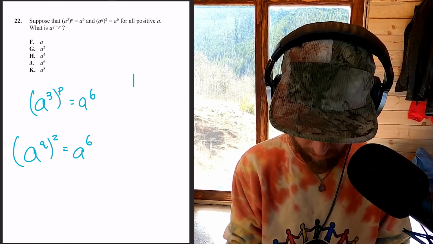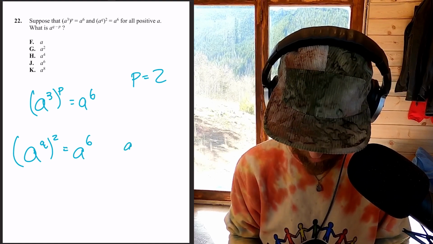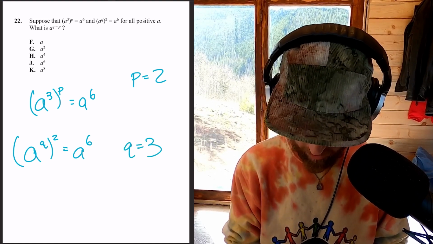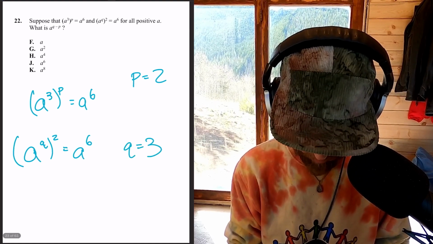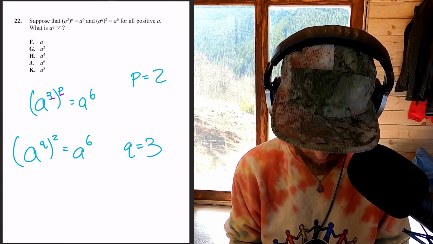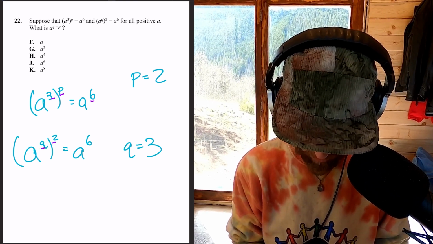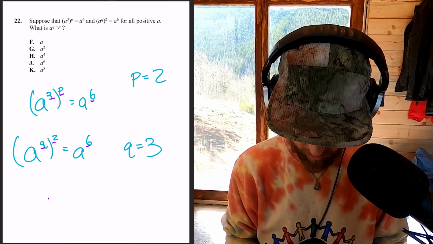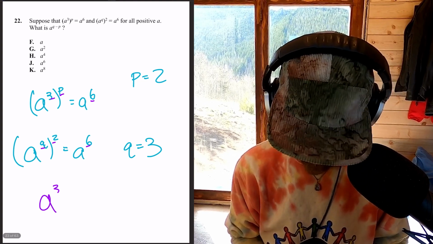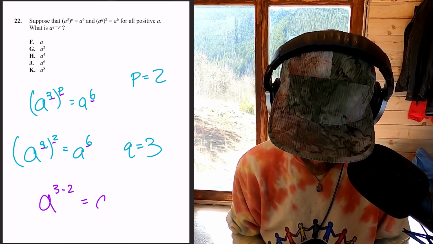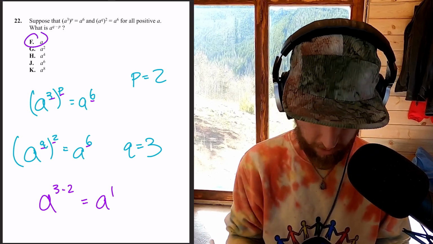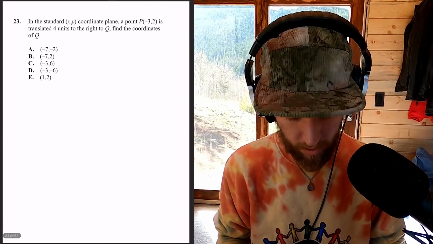Well, I can tell you that p is equal to 2, and q is equal to 3, and that is because when you raise an exponent to an exponent, you multiply them. 3 times 2 is 6. 3 times 2 is 6. So a to the 3 minus 2, or q minus p, equals a to the 1, or just a. Lovely. Are we catching up?